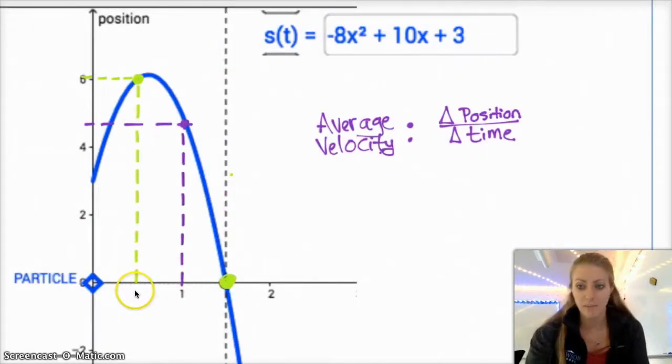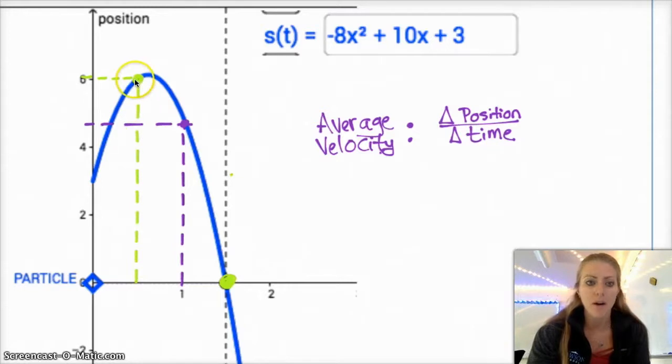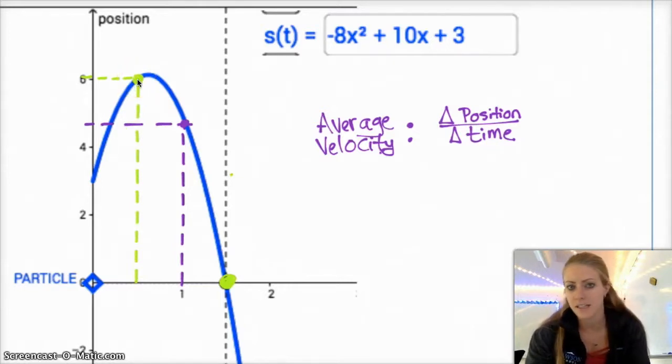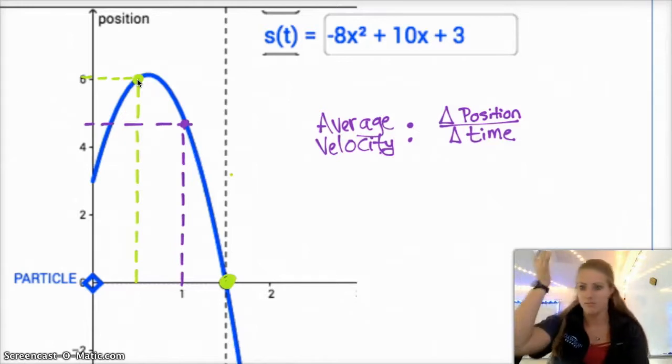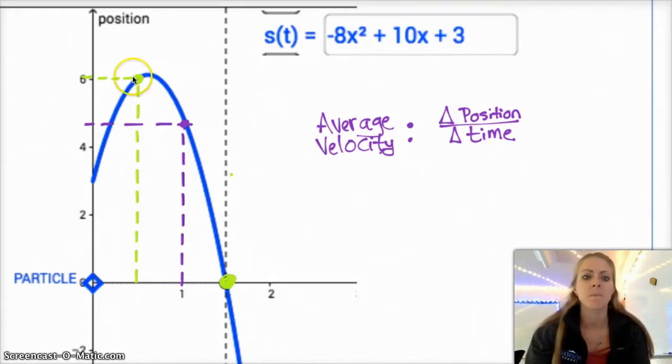If you take a look at around 0.5 seconds, I could actually find the actual position by plugging it into the function, but for now I just want the visual, so we're just going to do an approximate. If I plug in 0.5 for my time, so after half a second, my ball is 6 units, whatever our units are, feet, meters, inches, high. This is my position at 0.5 seconds.